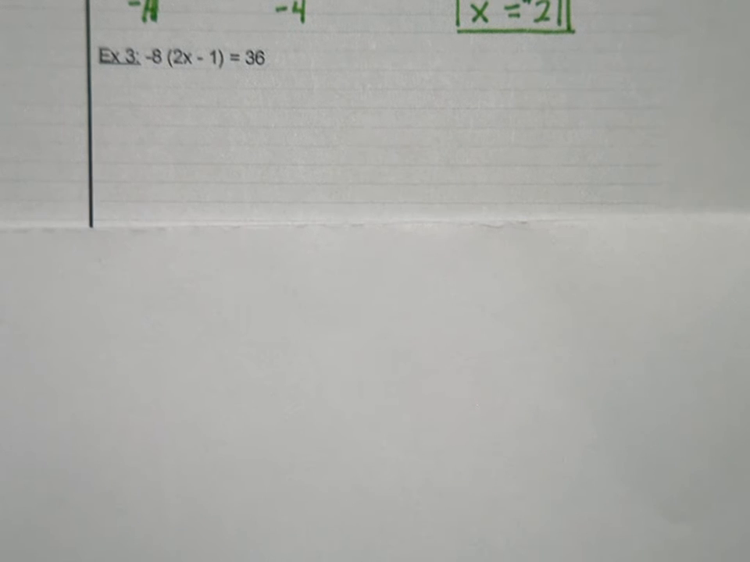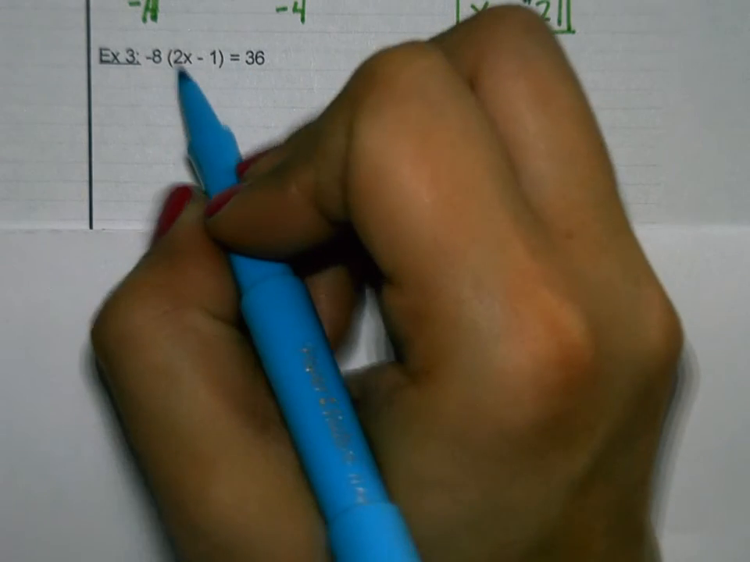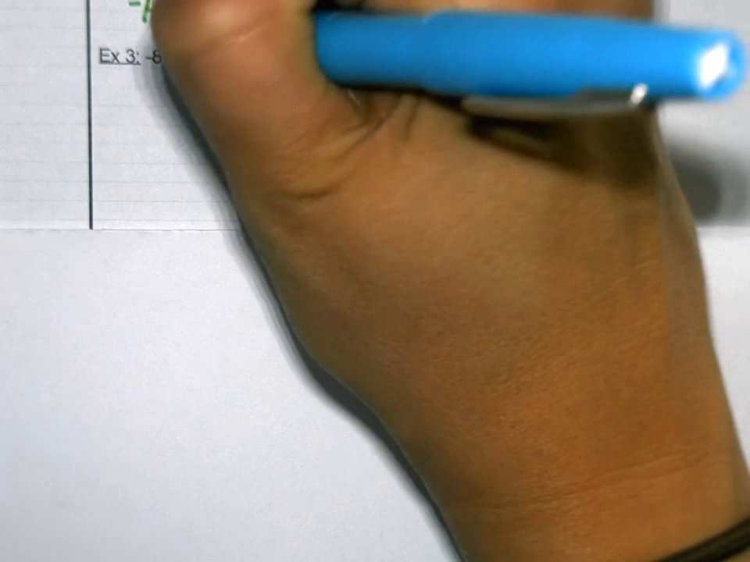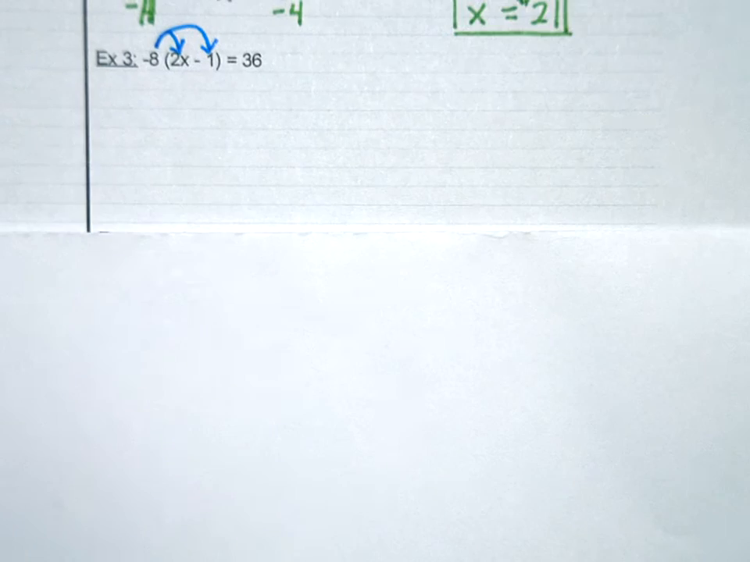Example 3. Negative 8 times 2x minus 1 equals 36. I still don't see any decimals or fractions, so we're going to go on to step 2. And in this problem, there is distribution because I have a negative 8 times 2x minus 1. So I distribute the negative 8 to both sides.